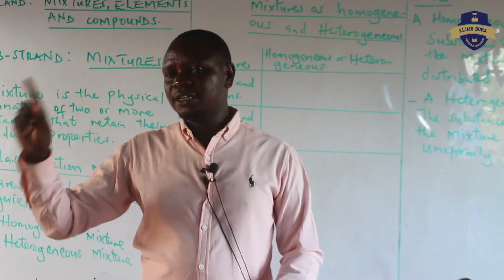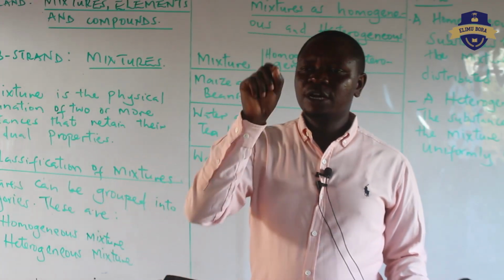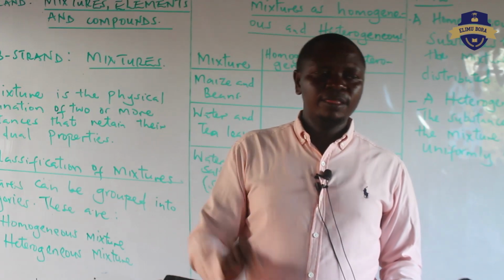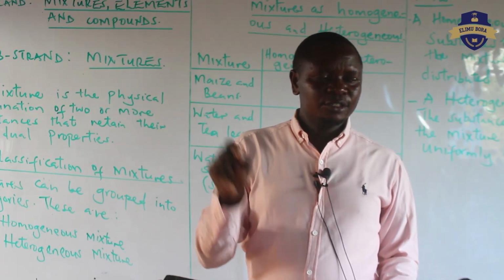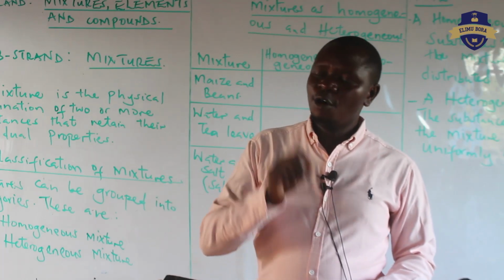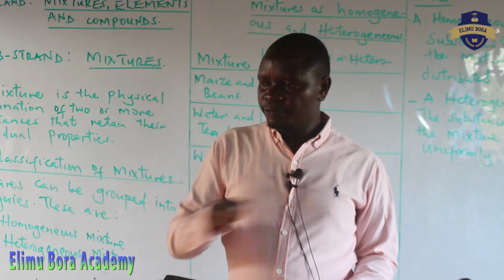You are going to get what? A solution. That's why at the end we call it what? Sugar solution, if it is a mixture of what? Sugar and water. If it is salt and water, salt solution. So those two are examples of what? Homogeneous mixture. They mix uniformly.